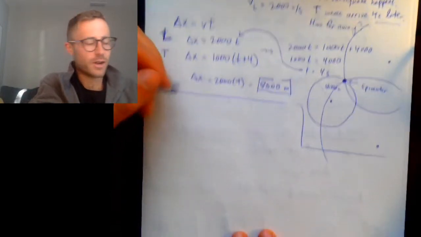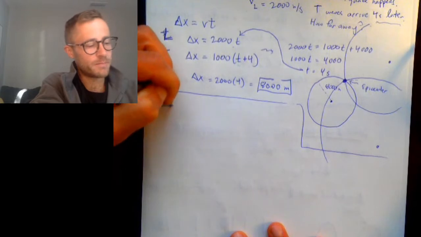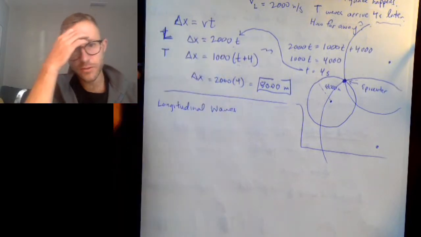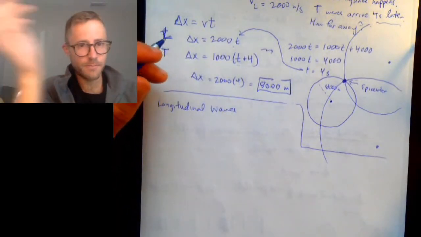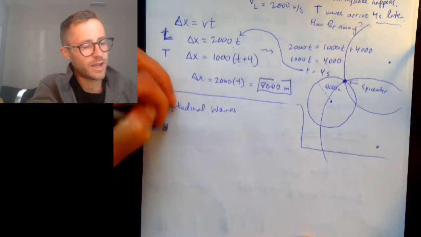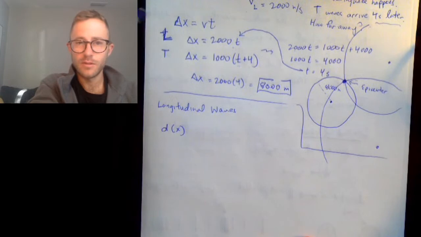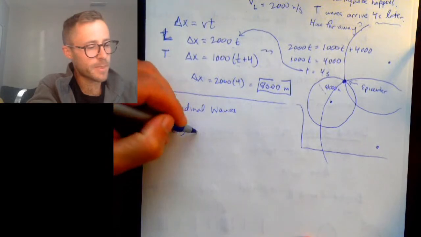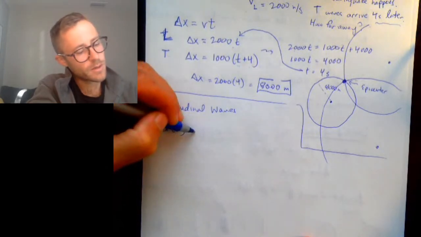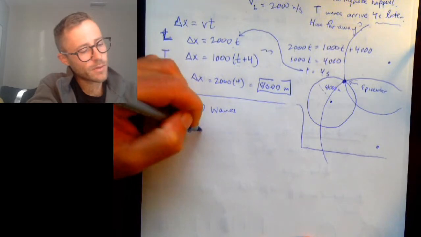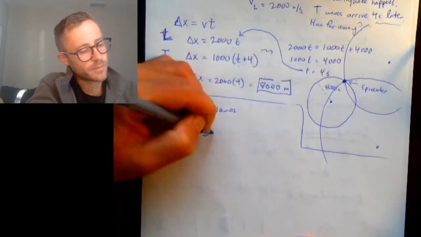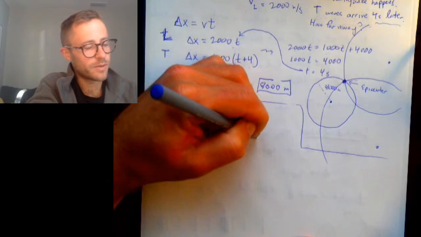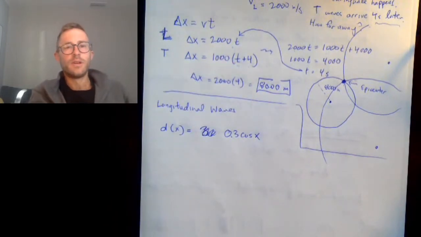So next, I want to talk about longitudinal waves a little bit. If you have a longitudinal wave, let's suppose I have a d of x function for a longitudinal wave. So let's say that d of x is, actually I'm not going to say 3, I'm going to say 0.3 cosine of x.